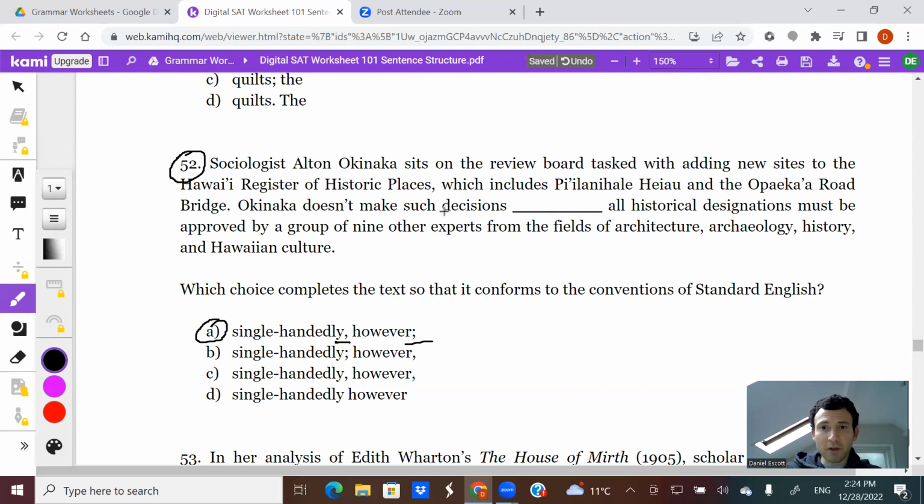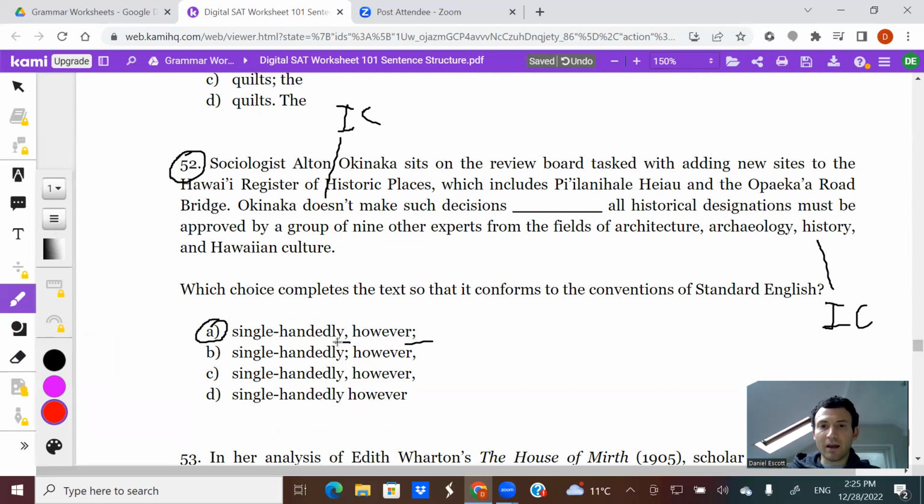Why? "Okinawa doesn't make such decisions single-handedly." That's an independent clause. "All historical designations must be approved by a group of 9 other experts." That's an independent clause. So this time I actually checked. Do as I say, not as I do. Independent clause on both sides. What that means is we must have a semicolon.